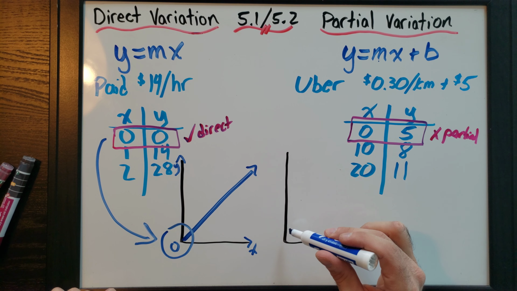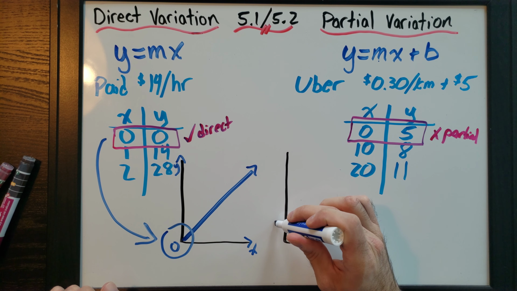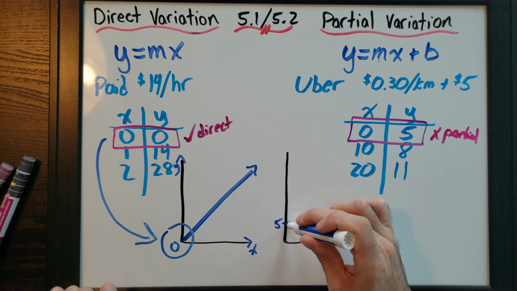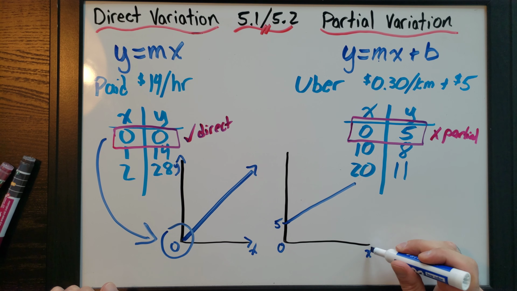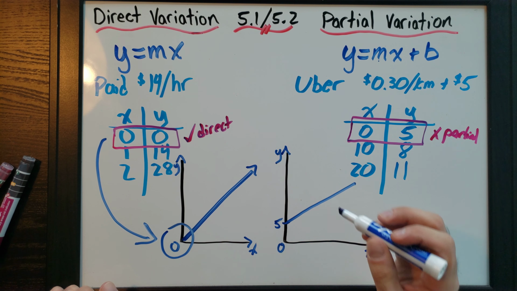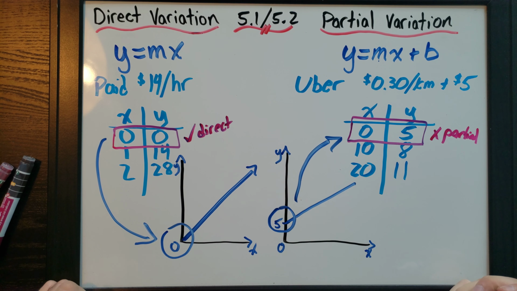Whereas partial variation is just not that. So it can come from anywhere. If this is $5 to get into the cab, then it starts from here and goes up from here, where this is the origin, this is your X, and this is your Y. Okay, so you can notice that this does not start at the origin, and this is why it's partial variation. So very, very easy to determine the difference.